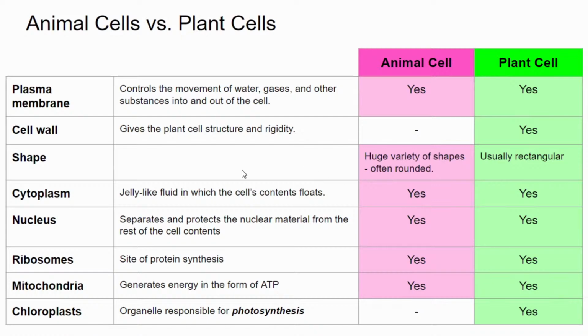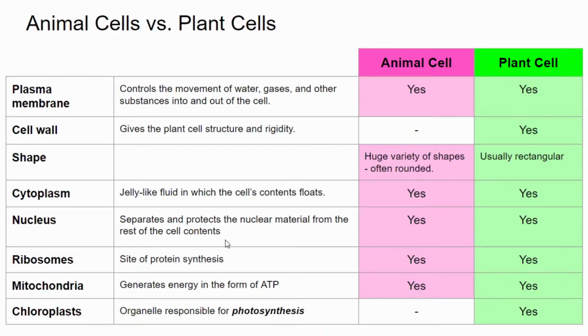Inside our plasma membrane, we have the cytoplasm. This is a jelly-like fluid in which all of the cell's contents float. All of the cell's organelles will float in there, as well as metabolites, enzymes, gases, and other liquids and foods for the cell. So it's kind of like the juice inside the big gooey cell.